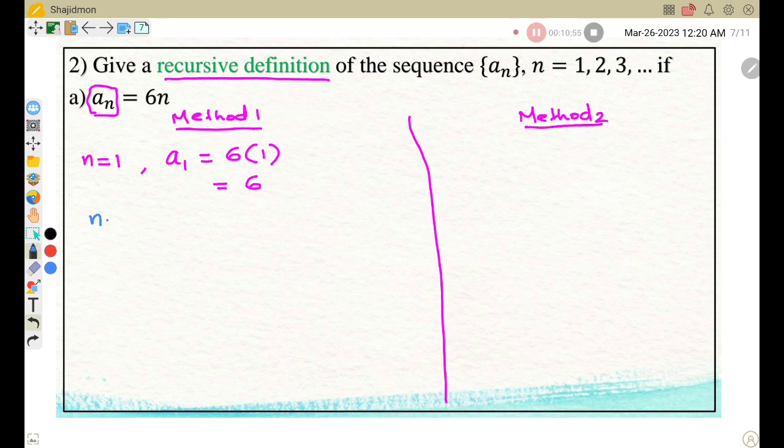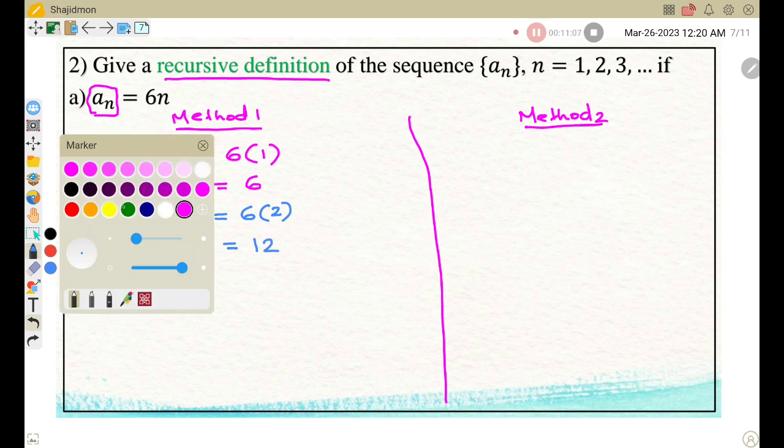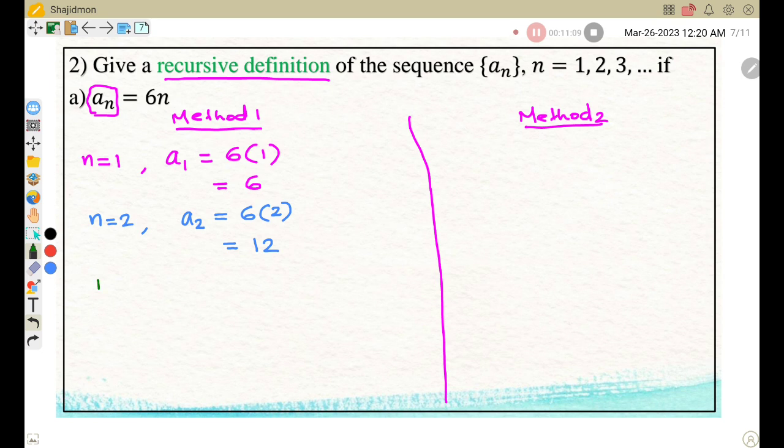Now just apply n equal to 2. So you will get a2. a2 equals 6 multiply n, the number is 2. 6 multiply 2 means it is 12. Correct? Now after that just apply n equal to 3. n equal to 3 means a3 equals 6 multiply 3. That means 6 multiply 3 is 18. Correct? 18. Like this it is continuing.